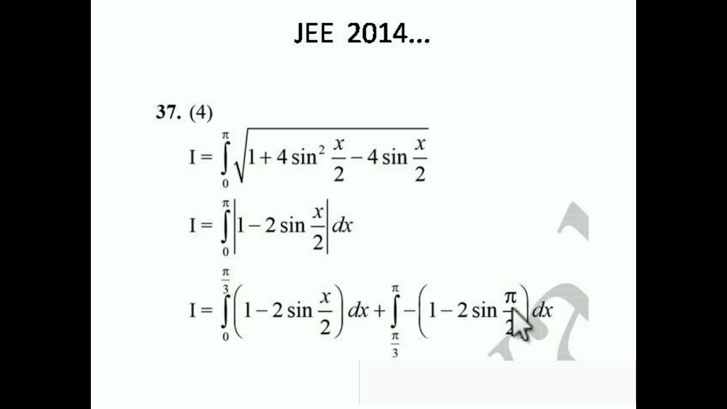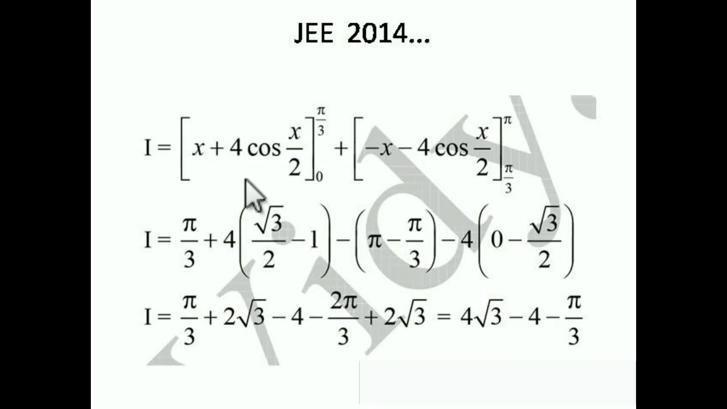Now just simply integrate this. The integration of 1 is x, and the integration of 2 sin x by 2 is minus cos x by 2 upon 1 by 2. So here is the integration: x plus 4 cos x by 2 from 0 to pi by 3, plus minus of x minus 4 cos x by 2 from pi by 3 to pi. Okay, now first put the upper limit, then put the lower limit.